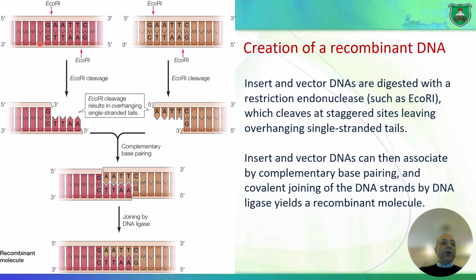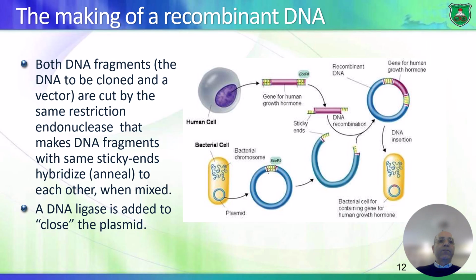We take the plasmid DNA, we take our insert, and we add EcoRI to each one of them, creating cohesive ends. Now these two ends are complementary to each other. When we add them to each other, they're going to hydrogen bond. We add a DNA ligase, and the DNA ligase forms a permanent linkage between the plasmid and the DNA of interest.